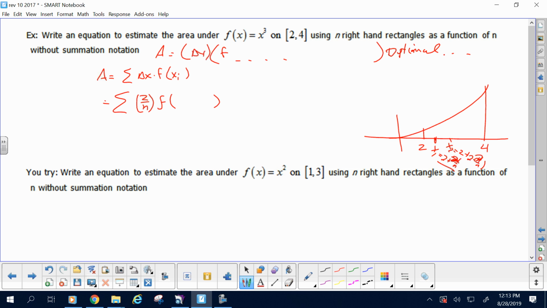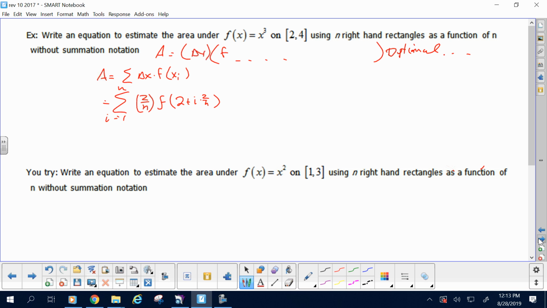So f at, generally speaking, it's always f at 2 plus i 2 over n's. All right, so when it starts at someplace besides 0, it's going to be the starting point plus so many delta x's, starting with 1 to n because it's right-hand rectangles. And so let's get more specific.